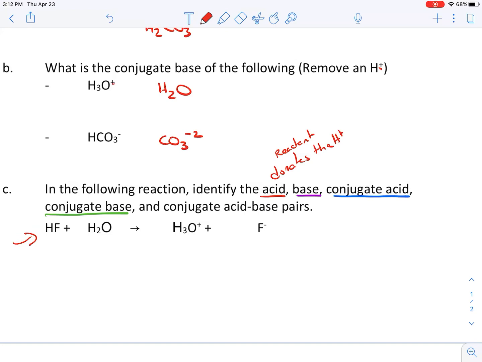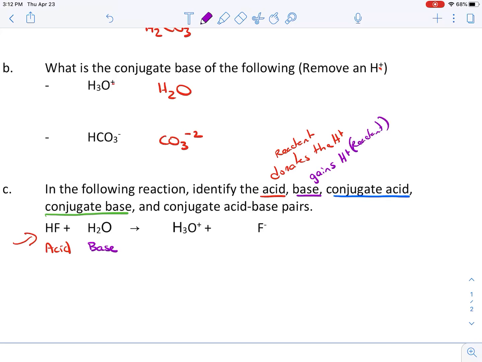So which of these two, HF or H2O, has lost an H on the product side? If you look, HF became F-, so it's the one that lost the H. So we're going to label HF as our acid because it lost the H. Now shifting gears, our base is the one that gains the H+. If we look, water on this side has 2 H's, and on the right side, it has 3 H's. So this is my base, H2O. And both of these are on my reactant side.